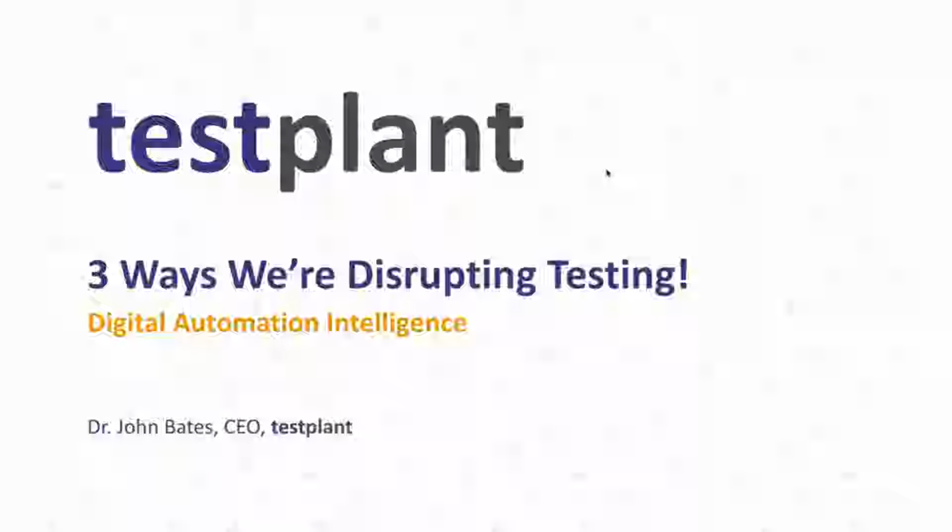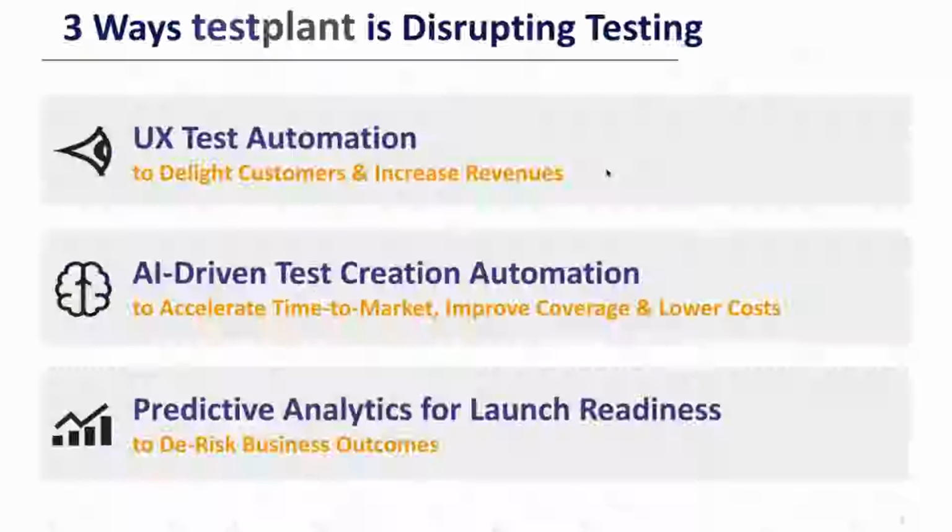Today, I'm going to talk about 3 ways in which we're disrupting testing through digital automation intelligence. Number 1, user experience test automation. The idea here is that by testing through the eyes of the user, we can delight customers and increase revenues.